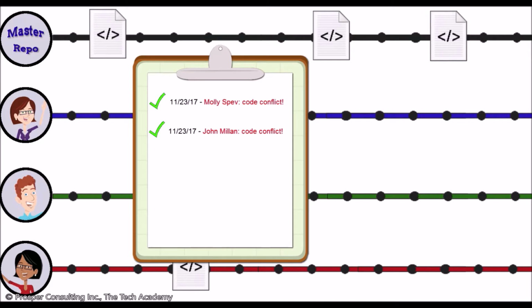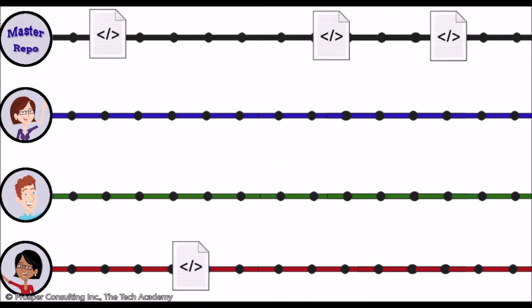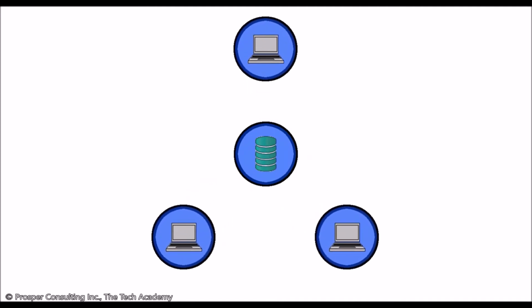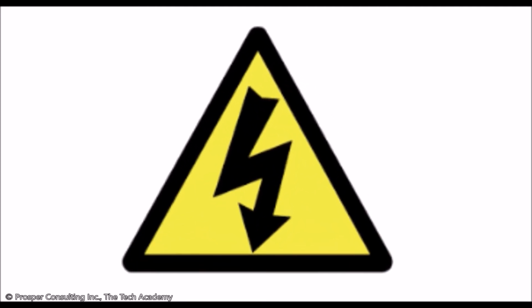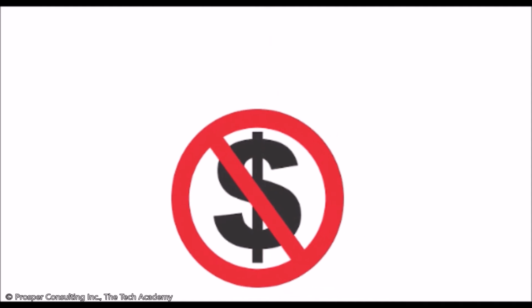The cons for a centralized version control system, though, means that if there's ever a problem with the server, everybody on the project is unable to access their files and make changes. Also, a centralized version control system is generally more expensive and requires more overhead in maintaining the master repository.